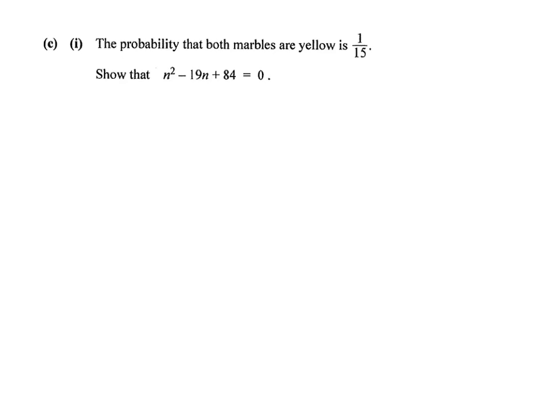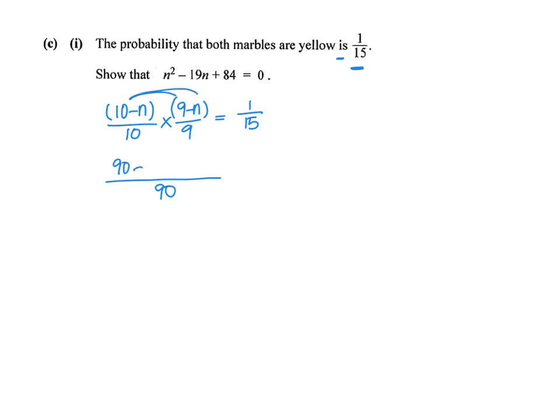So let's recall our answers. We chose from 10 marbles, we have 10 minus n yellow. And then we chose from 9 marbles, there were 9 minus n yellow marbles. And this probability is equal to 1 over 15. So let us combine and simplify our fraction. This one will give me 90 minus 10n plus n squared.